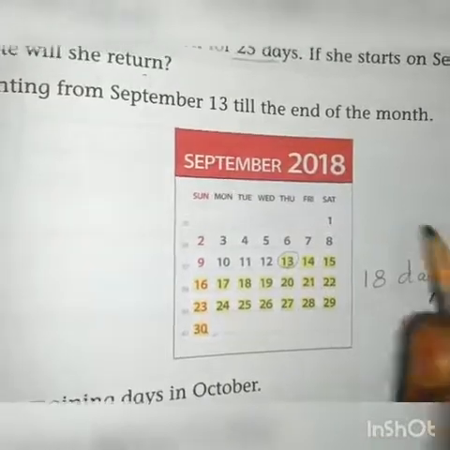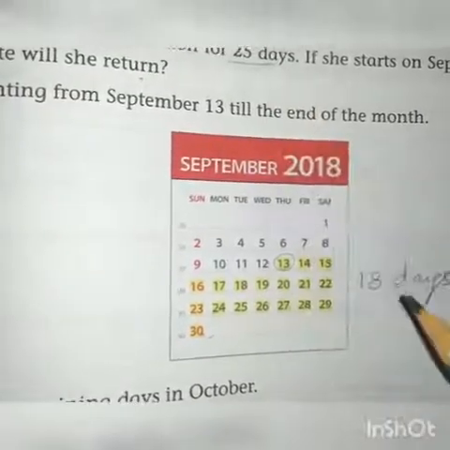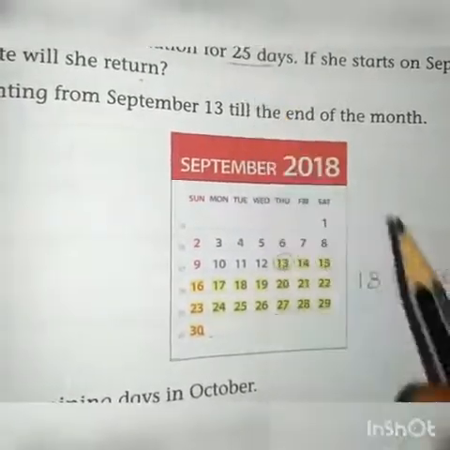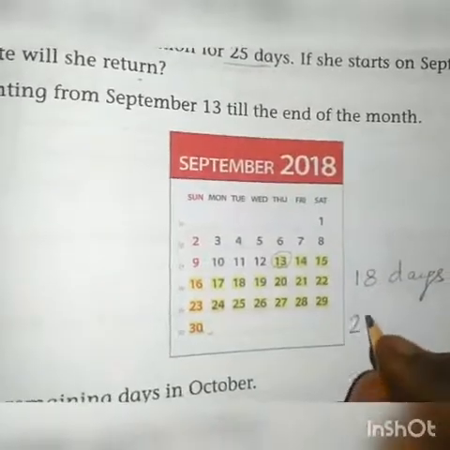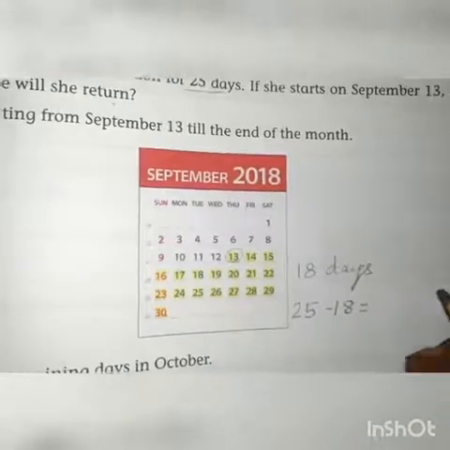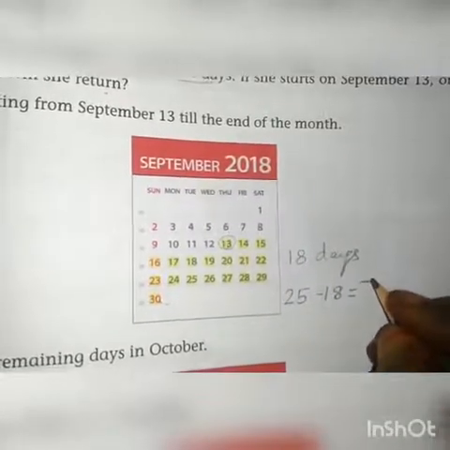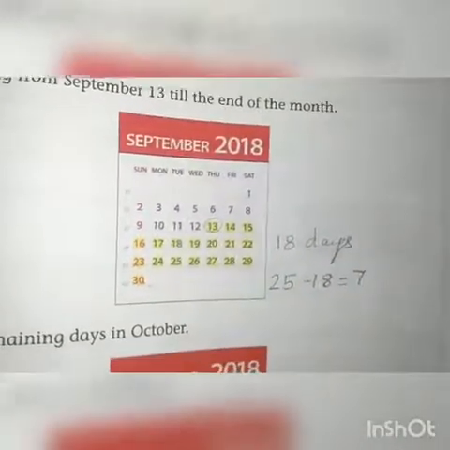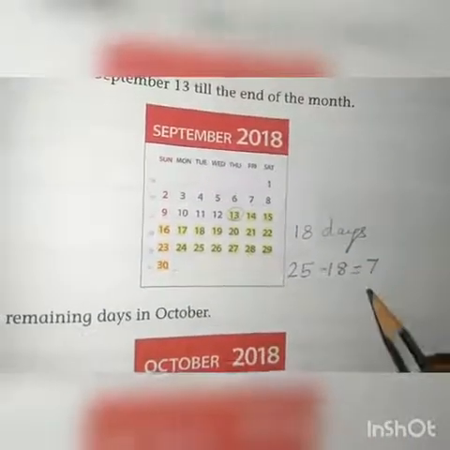But we need 25 days, right? So if you subtract 18 from 25, then what will we get as the answer? 7. So 25 minus 18 is 7. So we have to take the next month also after September.